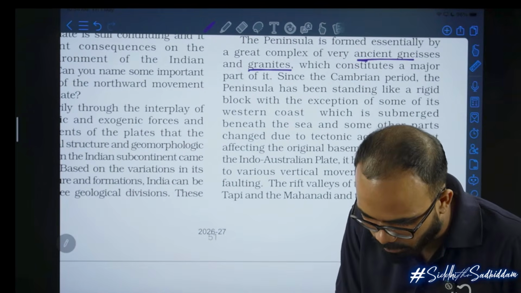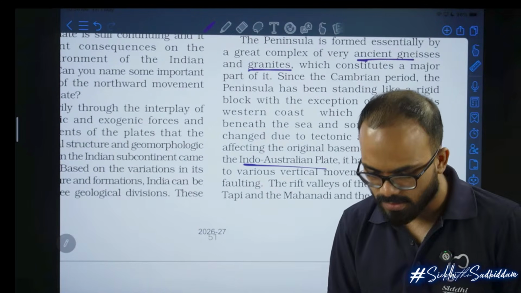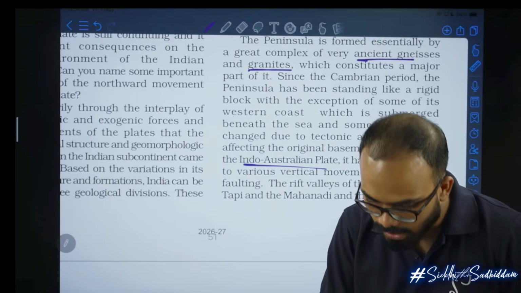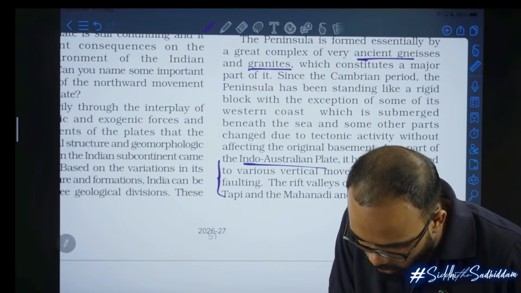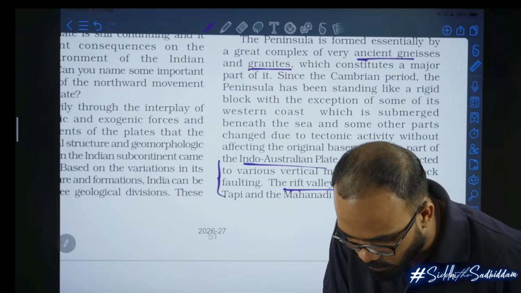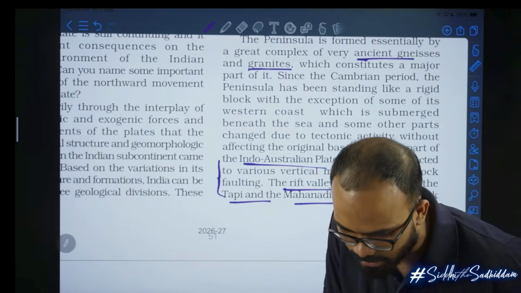Then this has been a part of which plate? It is a part of the Indo-Australian plate. This part talks about the creation of rift valleys of Narmada, Tapi, Mahanadi and the Satpura block.